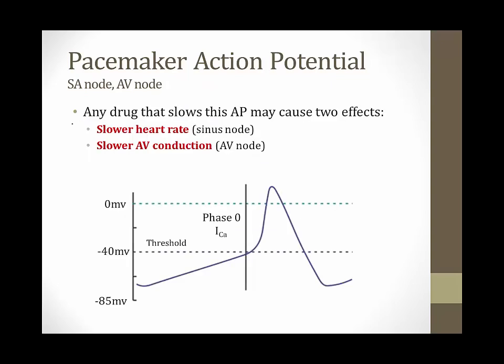Once you understand that this is the action potential seen in cells in the SA node and the AV node, it should be very easy for you to understand that any drug that slows this action potential by any mechanism will cause two effects. First of all, that drug will slow the heart rate. That's because it will slow the rate of depolarization occurring in the sinus node. In addition, that drug will slow AV conduction because it will slow down this action potential in the AV node, and that will delay the conduction of impulses from the atria to the ventricle.